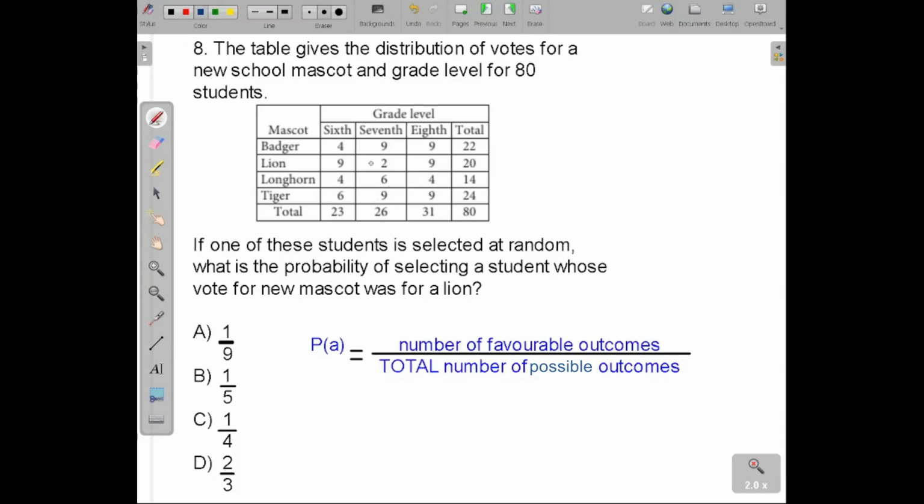8. The table gives the distribution of votes for a new school mascot and grade level for AD students. If one of these students is selected at random, what is the probability of selecting a student whose vote for a new mascot was for a lion? So we have this table and we are interested in the students that want the mascot to be a lion, which is this row, and these are the grade level, the columns.